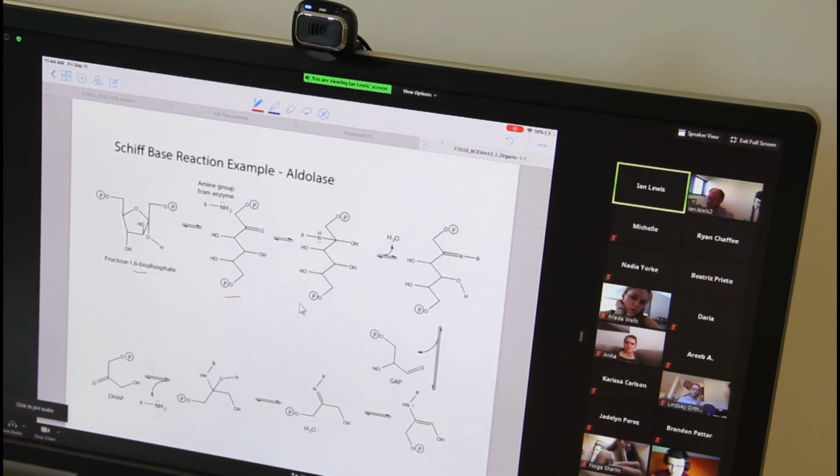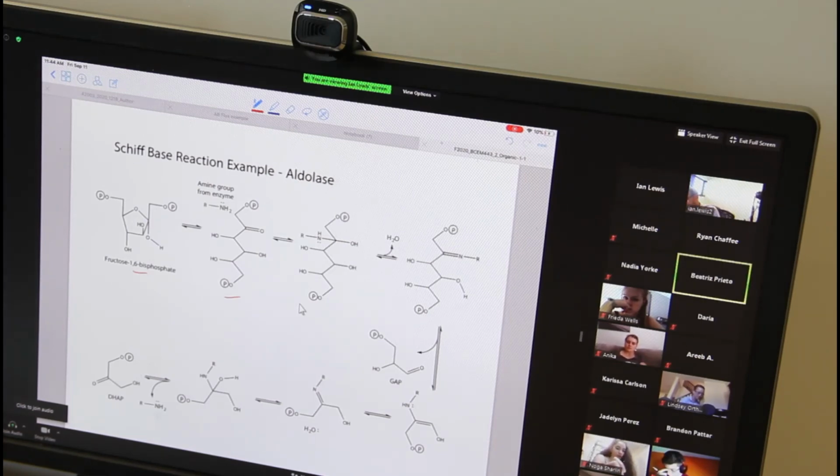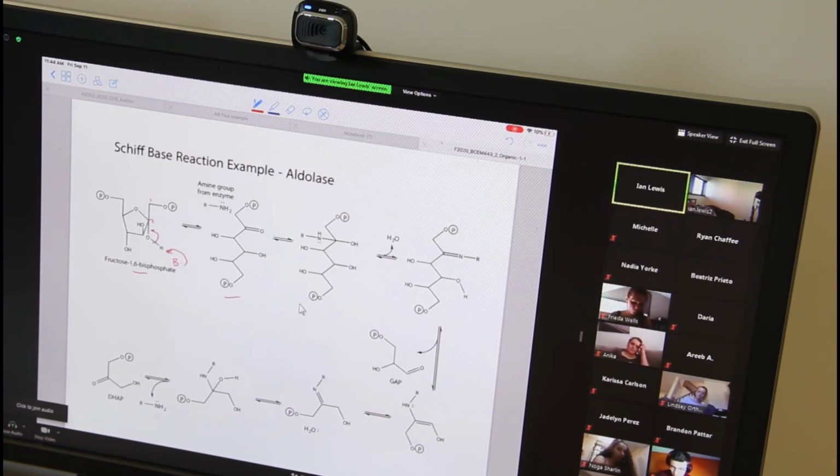Somebody remind me quickly in the chat. Which proton needs to be abstracted? Ring opening reaction. Yes, this is actually C2. This is carbon 1, carbon 2. So you abstract that proton, that resonates to there, this goes out to there, same reaction that we saw a second ago. That's the ring opening reaction.